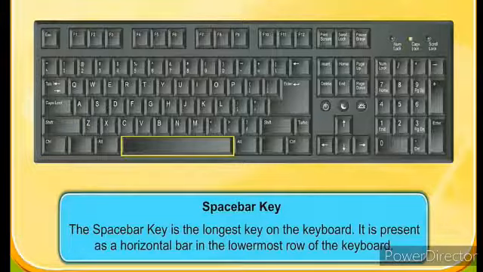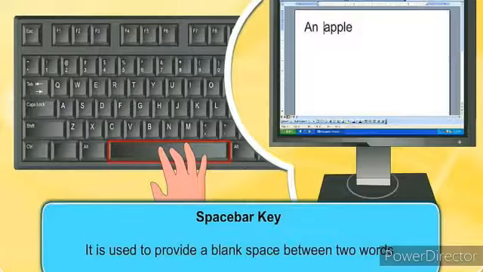Now we are going to discuss the spacebar key of the keyboard. The spacebar key is the longest key on the keyboard. It is present as a horizontal bar in the lowermost row of the keyboard. Spacebar key is used to provide a blank space between two words.